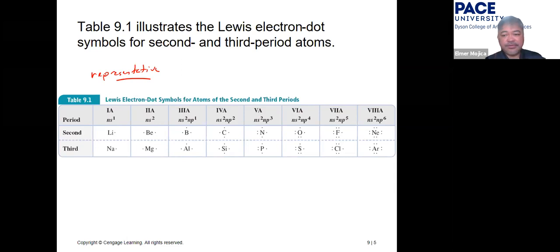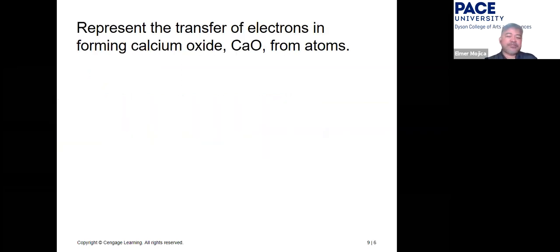So what have we learned from last meeting? Metals tend to form cations, nonmetals tend to form anions, which means the metal lost electrons, and the nonmetal gained those electrons. If we're going to represent the transfer of electrons in forming calcium oxide from atoms, all we need to do at the beginning is determine how many valence electrons each of these elements has.